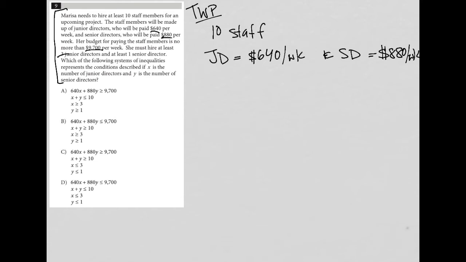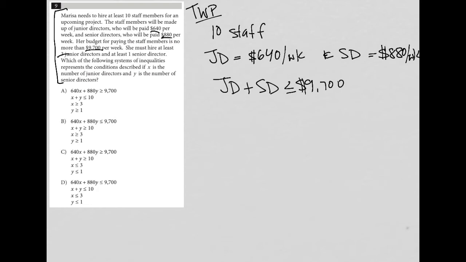Her budget for paying the staff members is no more than $9,700 per week. So that means that JD plus the SDs have to be less than or equal to 9,700, right? No more than. So it can equal 9,700. It can be less than that. It just can't be greater than that.